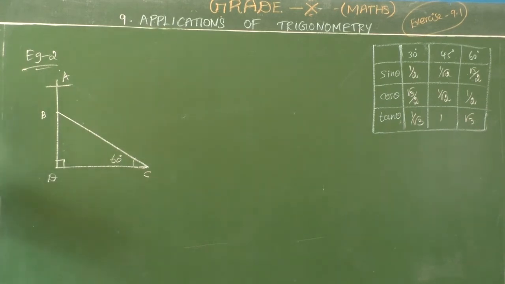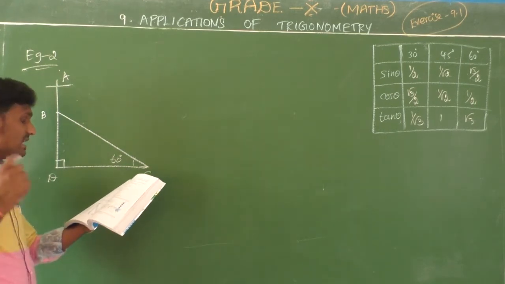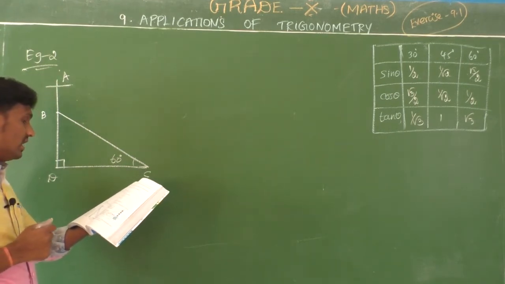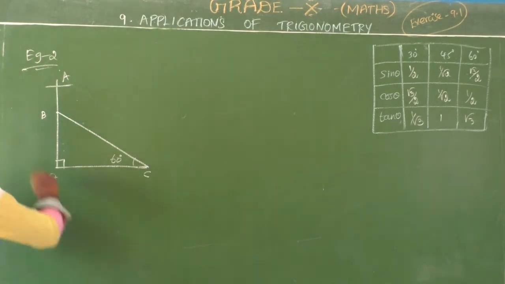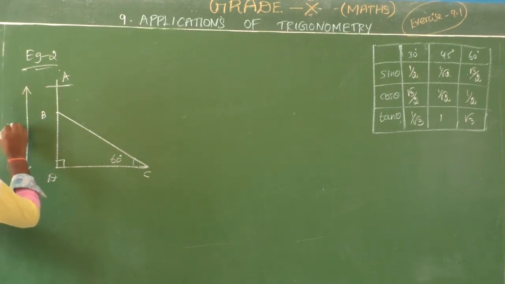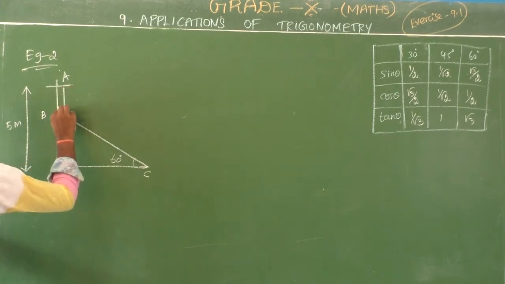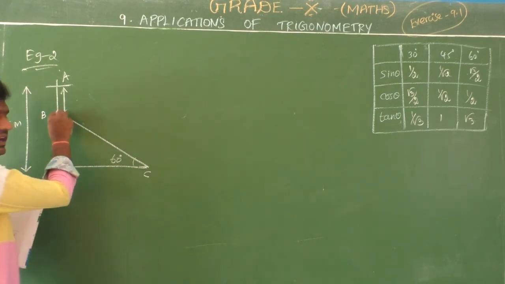Okay. Now what measurements are given? See, an electrician has to repair an electrical fault on the pole of height 5 meter. Height 5 meter. So here the total height is 5 meter. But here we need to take this distance, where we are going to place the ladder. So there we place the ladder.